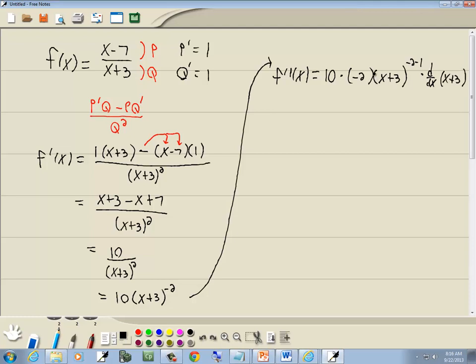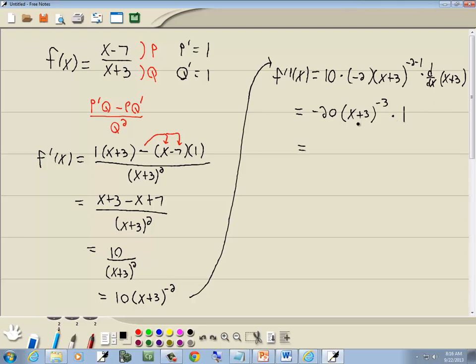Let me go over that again. The chain rule, the general power rule: take your power, put it out in front. That's what negative 2 is. What's inside the parentheses remains as is. Lower your power by 1. So we got negative 2 minus 1 times the derivative of what's inside the parentheses. Well, 10 times negative 2 is negative 20. x plus 3 to the negative 3 power. The derivative of x plus 3 is 1.